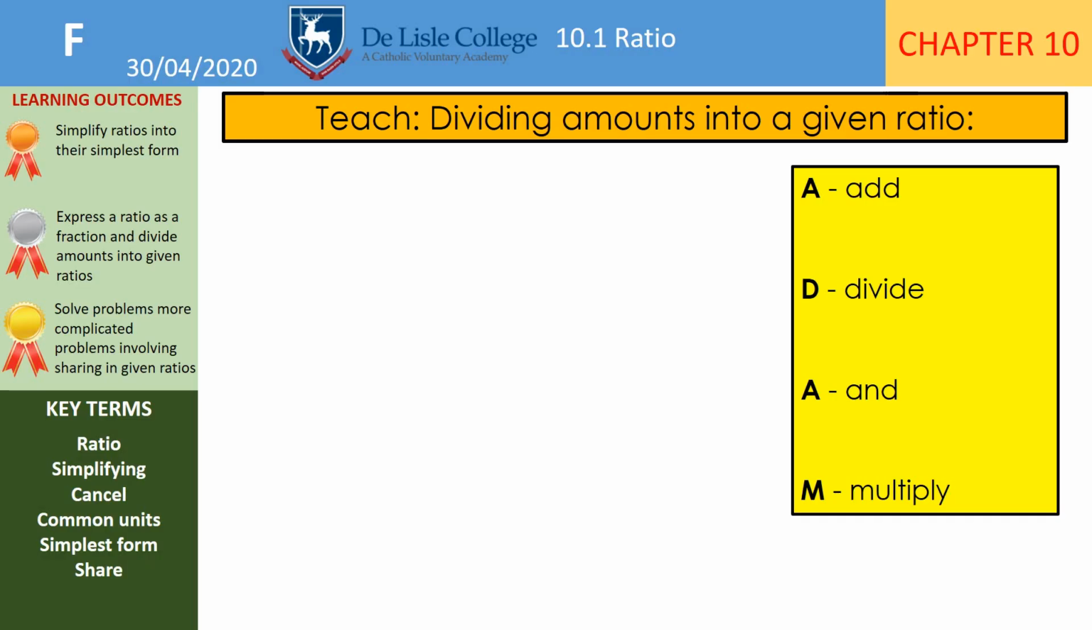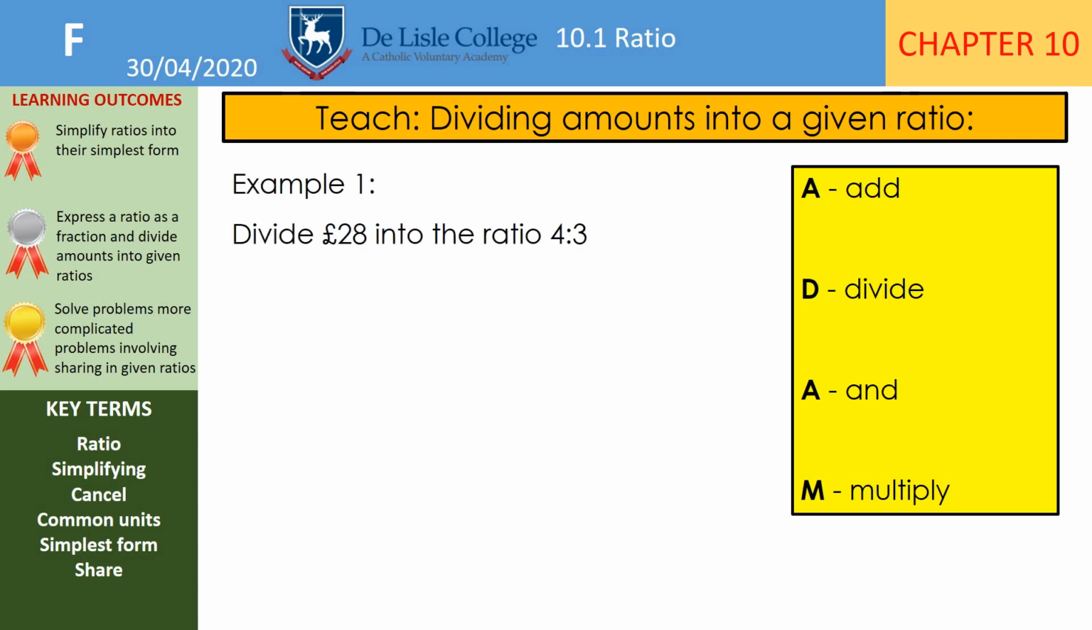Okay, now, part of the silver learning is dividing amounts into a given ratio. And we use this helpful mnemonic, which is something to help us remember it. ADAM. A stands for add, D stands for divide, A stands for and, M stands for multiply. So how do we use it?